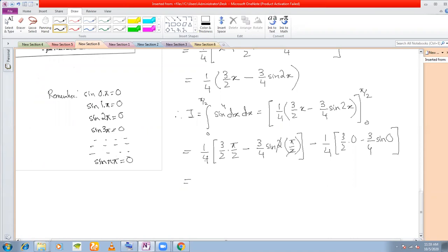So even if you are not using your negative and associated angles for this, remember that if you get sine 2 pi, sine 3 pi, sine pi, all are zeros. So what you ultimately get here is 1/4 into 3 pi by 4. So you get 3 pi by 16 as your answer ultimately.